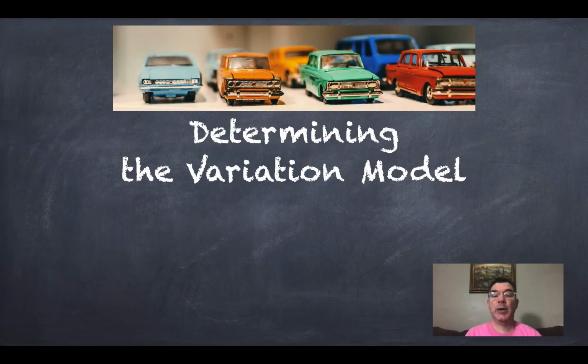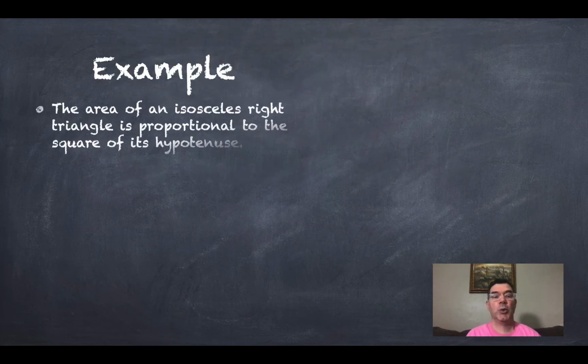Hello again. Today we're going to be talking about how to determine what the variation is between two variables, whether it's direct or inverse, and whether there are powers involved. So let's get started. We're going to look at an example.